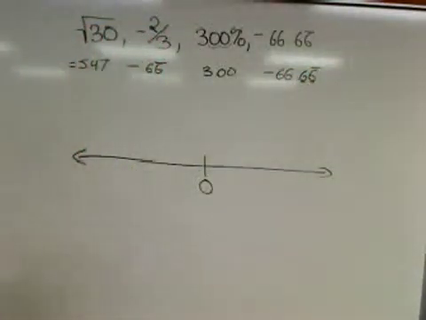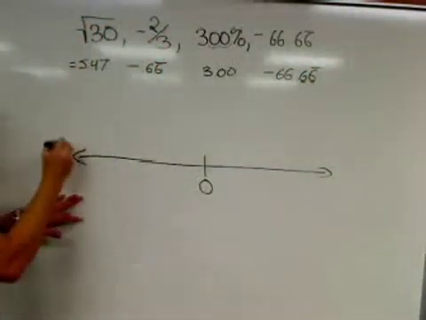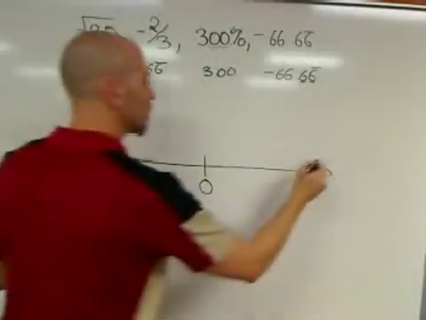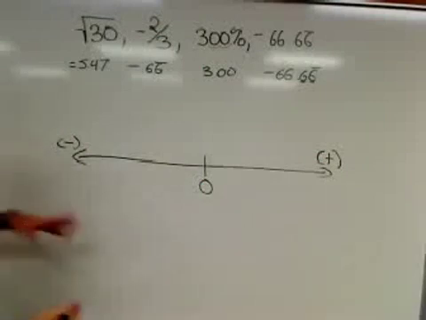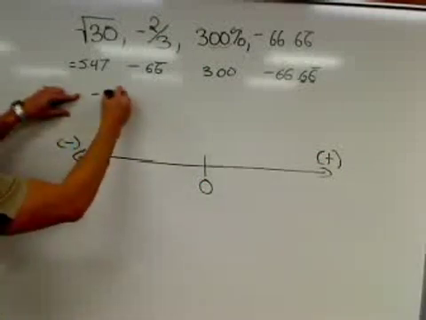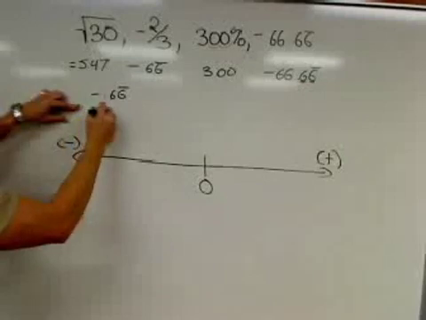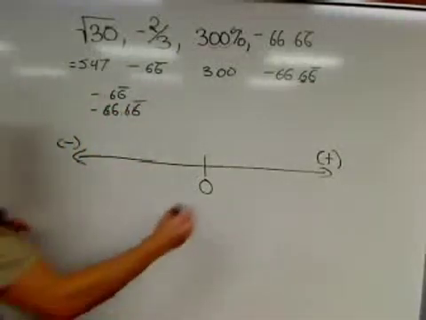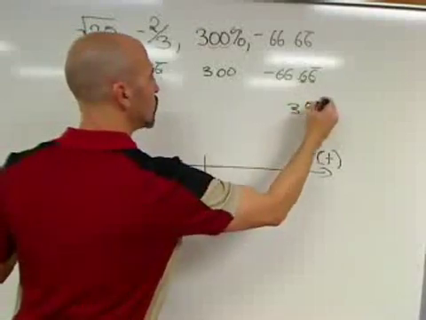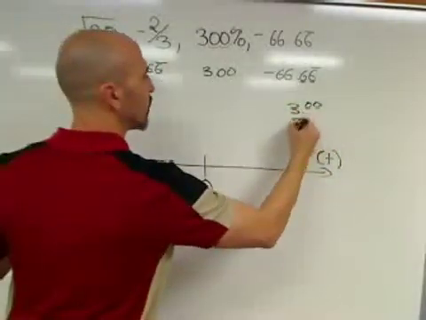So at this point, what I do is, you know that this side of the number line is the negatives, and this side of the number line is the positives. Make sure we can see everything. Yep. So on the negative side, obviously we're going to have the negatives. So that would be negative 0.66 repeating and negative 66.66 repeating. On the positive side, we're going to have 3.0, and then we're going to have 5.47.